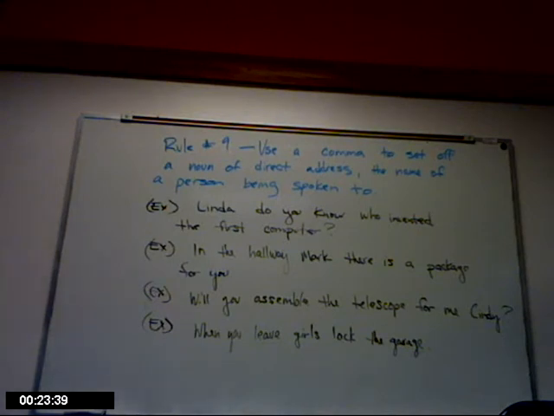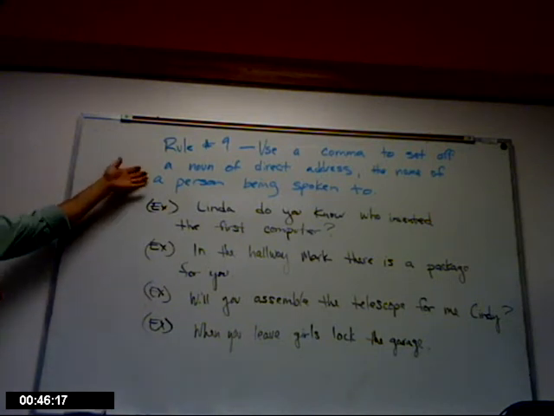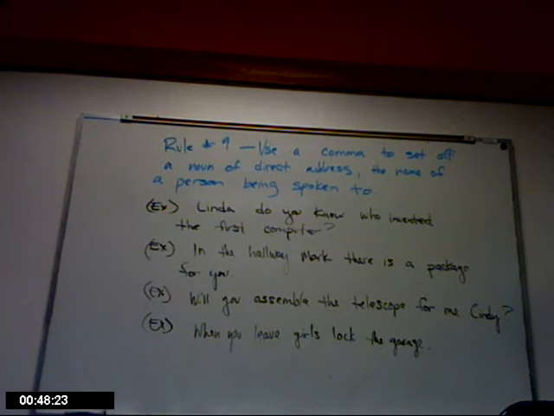So rule number 9, we've moved away from introductory elements. And it's use a comma to set off a noun of direct address. And direct address is basically I'm addressing a person or a group of people directly. And when we say addressing, you are talking to that person or that group of people directly. So you need a comma to set that noun off.